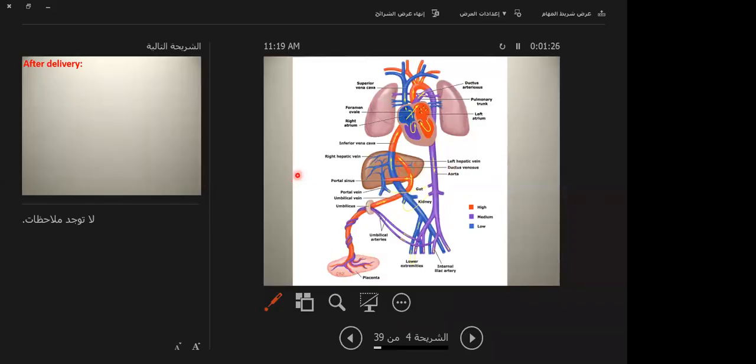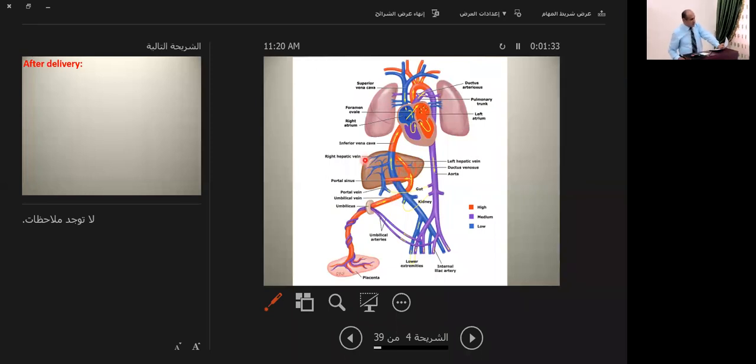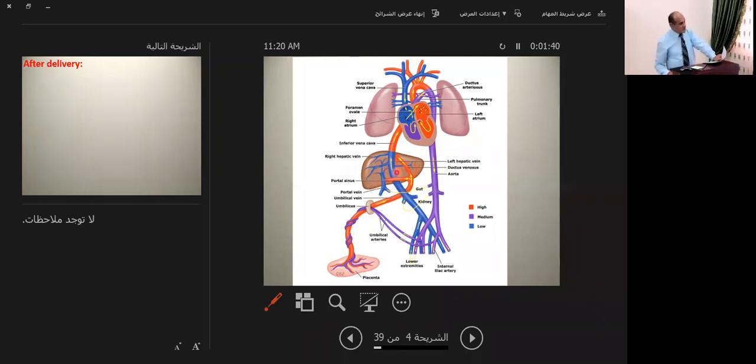From the lower part of the body, it will be combined with the blood which comes from the umbilical vein through the ductus venosus. 50% will go to the hepatic circulation, and the other 50% will be combined through the ductus venosus, where it will go to the superior vena cava. From the superior vena cava, the blood will be shifted not as usual. It will go through the tricuspid valve to the right atrium.